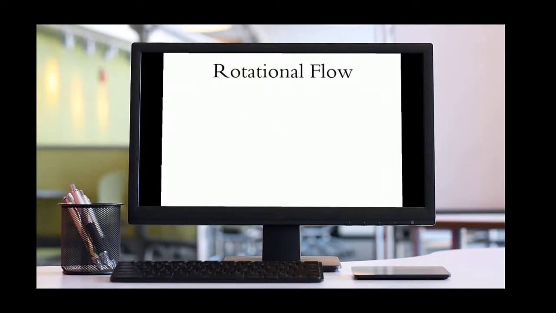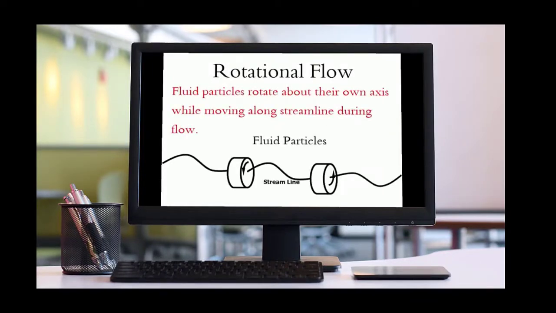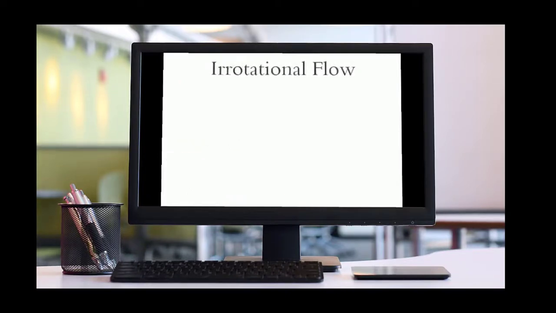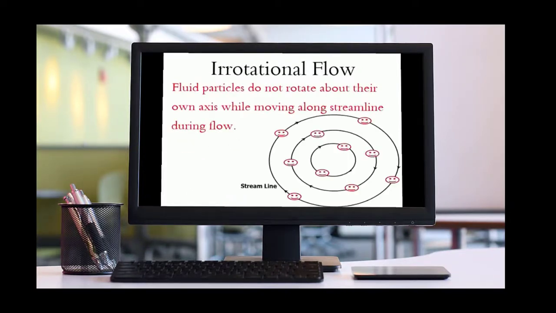The flow in which the fluid particles, while flowing along streamlines, also rotate about their own axis is called rotational flow. An example is motion of liquid in a rotating cylinder. The flow in which the fluid particles, while flowing along streamlines, do not rotate about their own axis is called irrotational flow. For example, flow of liquid in an emptying wash basin.